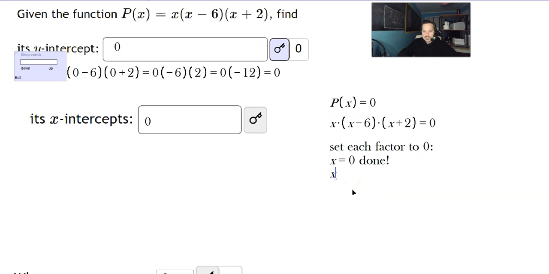Then you set each factor equal to 0, so you continue with that. So x minus 6 equals 0. When you solve this, it's going to tell you that x equals positive 6. So that's another value in the list, so you put a 6 in here. And the last one is x plus 2 is equal to 0. When you solve it, you subtract 2 from both sides, so x will be equal to negative 2. Let's come back over here and put negative 2. So the x-intercepts are negative 2, 0, and 6. Those are the places along the x-axis where the function crosses the x-axis.